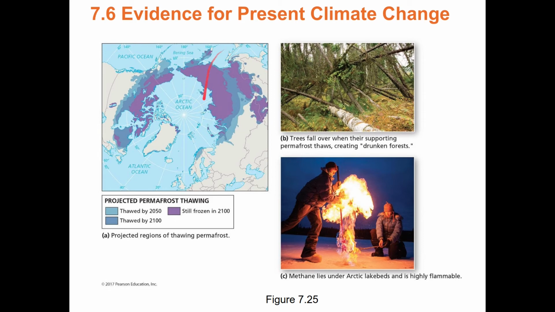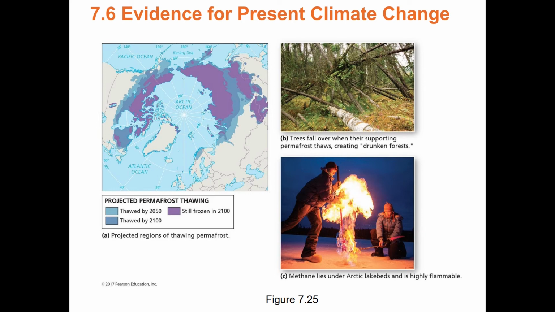Permafrost. This is ground that is permanently frozen, and it has organic material. When it thaws out, the organic material gets broken down, and the microorganisms make it into methane. You can burn methane, but methane is roughly 26 times more powerful than carbon dioxide.